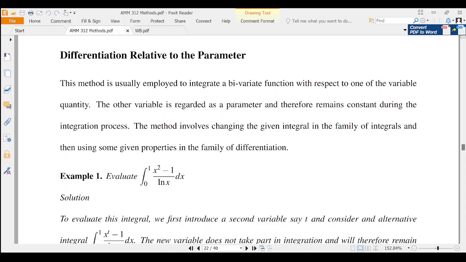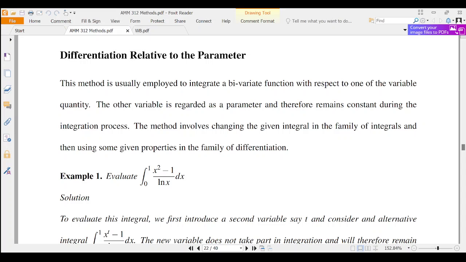So in this session, I'll talk about a method of integration known as differentiation relative to a parameter. Now, this method is usually employed to integrate a bivariate function, a function with two variables, but with respect to one of the variables. The other variable is treated as a parameter and therefore remains constant during the process of integration.